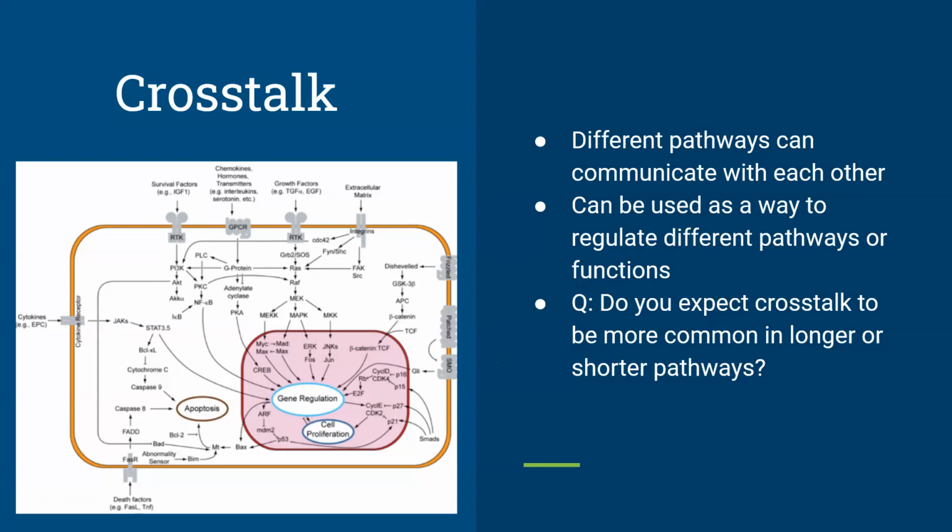So similar question to the last one: do you expect crosstalk to be more common in longer or shorter pathways? What do you guys think? Yeah, that's right. It's longer. So the main point of these questions is that the longer the pathway, obviously it's going to take more time than the shorter pathways, but there are more chances to regulate it via amplification or crosstalk. This is the point of having a longer pathway versus a shorter one.